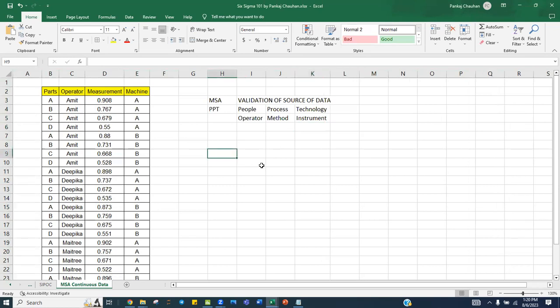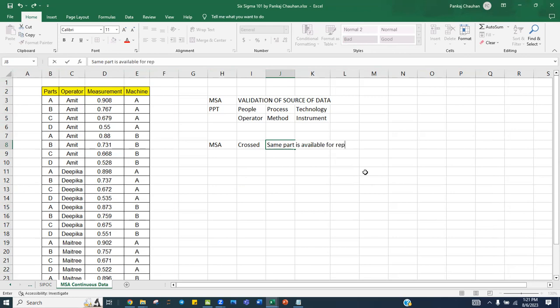Altogether, we have three types of MSA for continuous data. Crossed MSA we use when the same part is available for repeated testing. In simple terms, this is non-destructive testing, which means the same sample, the same part, is available for testing again and again. Then the second, we use the nested.